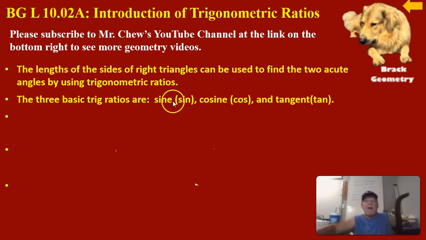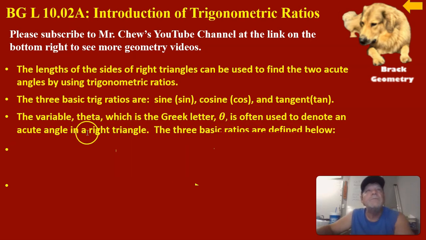So anyway, you got sine, and we use SIN for the abbreviation of sine. Cosine, we use COS. And tangent, we use TAN as the abbreviations for those. The variable theta, which is the Greek letter that looks like a 0 with a line through the middle of it, is often used to denote an acute angle in a right triangle.